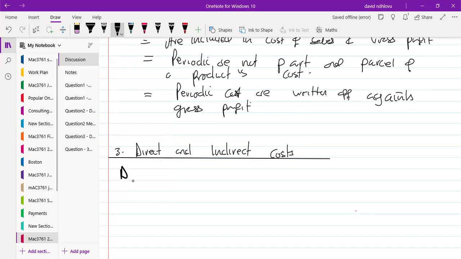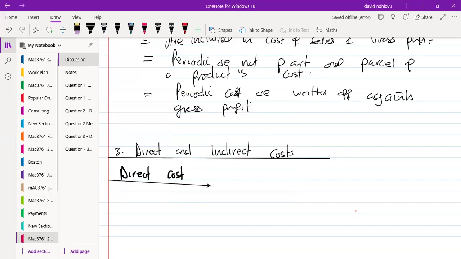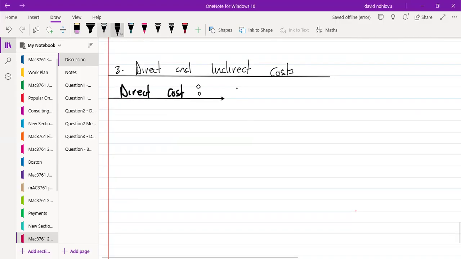Right, so we want to look first at the direct costs. Right, good people, from your prior learning, what do you understand by the term direct costs? Right, let's go.